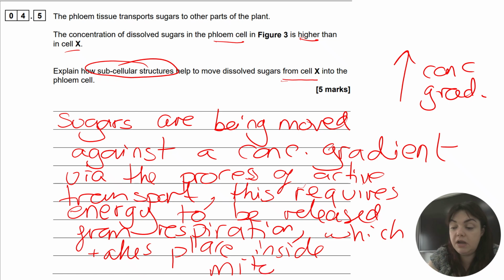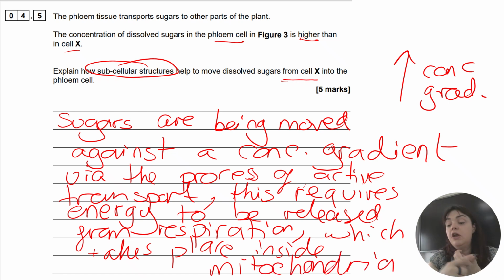And there we've hit all the mark points. We've mentioned the subcellular structures. We've mentioned the process by which the dissolved sugars are moved against the concentration gradient. Again, essentially, it's just expressing our knowledge of active transport in a slightly different scenario.